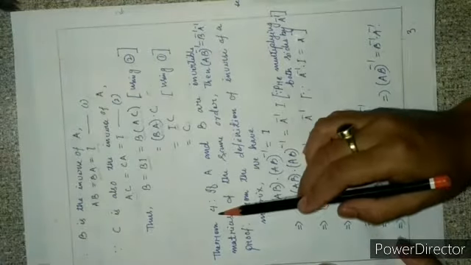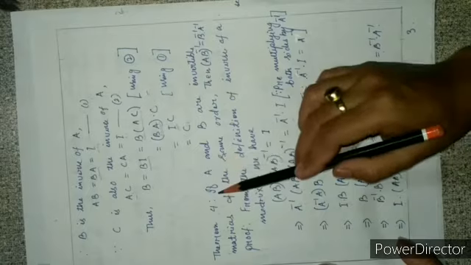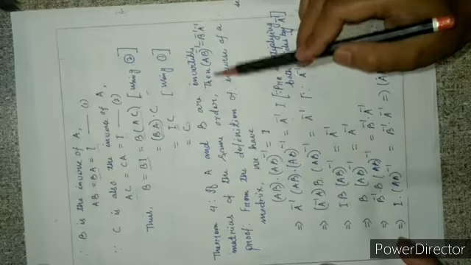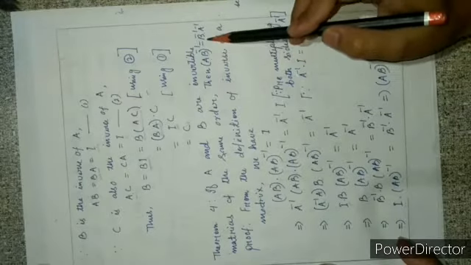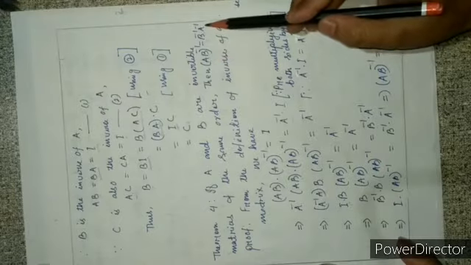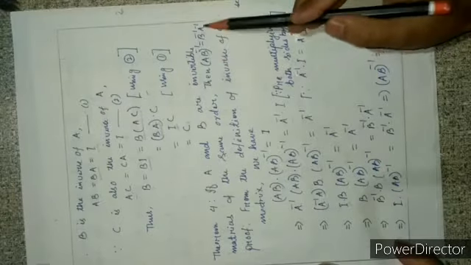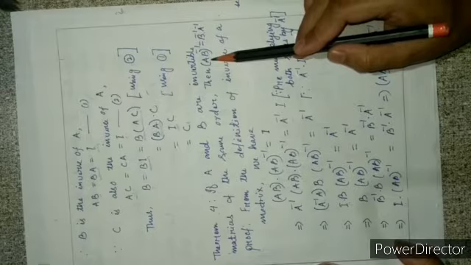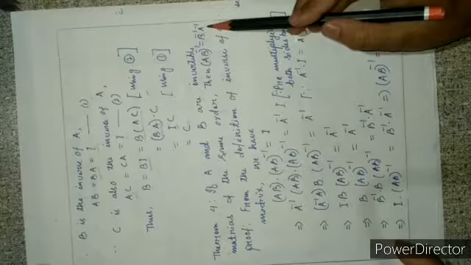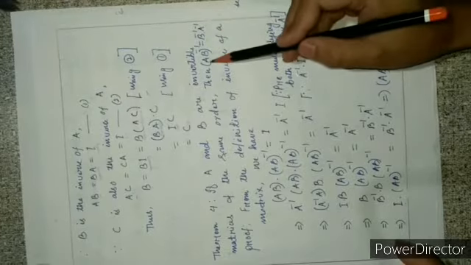Next theorem, theorem number 4, asked in 2019. Statement: if capital A and B are invertible matrices of the same order, then the inverse of product AB will be equal to B inverse into A inverse. This means the inverse of the product of two matrices is equal to the product of the inverses of the matrices taken in reverse order.